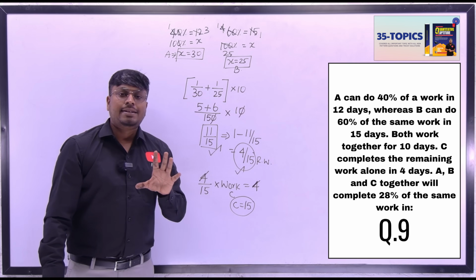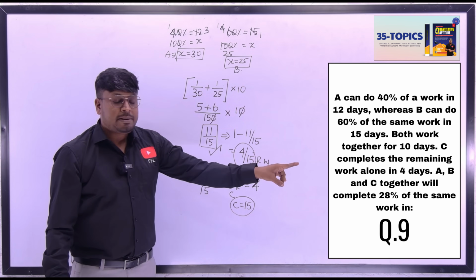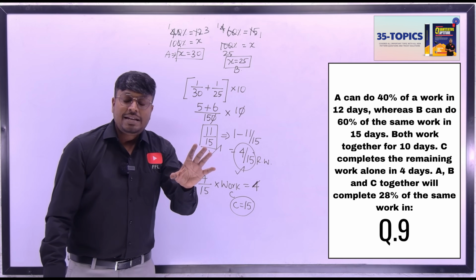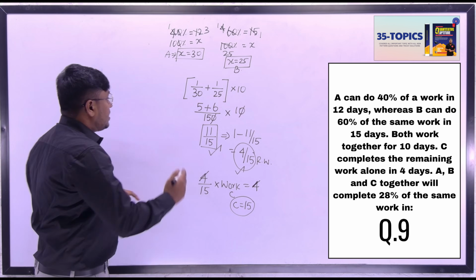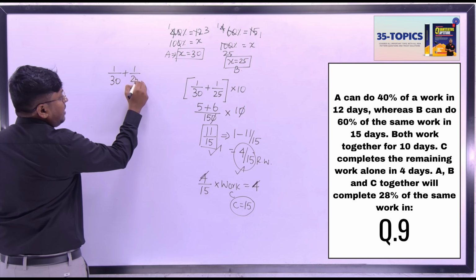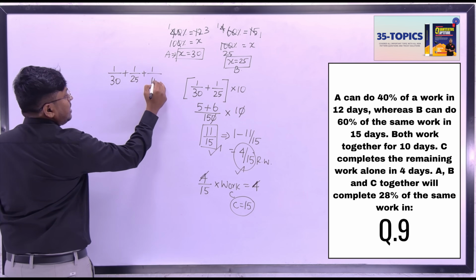So now finding the answer is easy. If all three are working, we need to find 28%. Do not find 28% first, first find 100%. Right? So A, B, C. A will be 30, B will be 25 and C is how much? 15. So take the LCM.